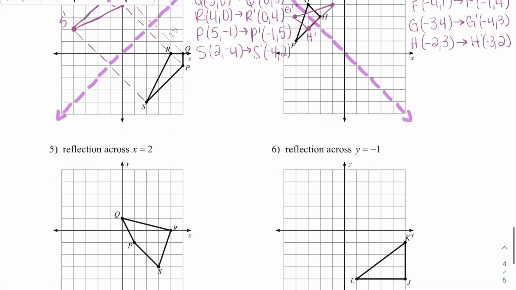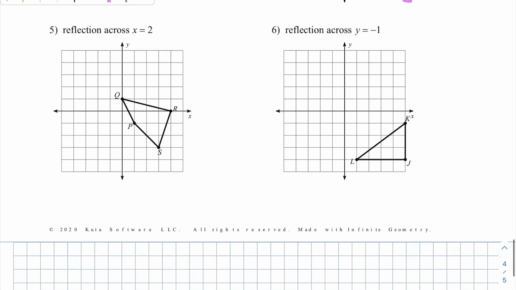Let's go ahead and look at number 5. Number 5 is a reflection across the line x equals 2. To locate this line, we need to go on the x-axis, which is the one that moves left to right. We need to go to the value of 2. So that will be here. Now recall that a line that is x equals is vertical. So from the value 2 on the x-axis, you will make a line vertically from that point.